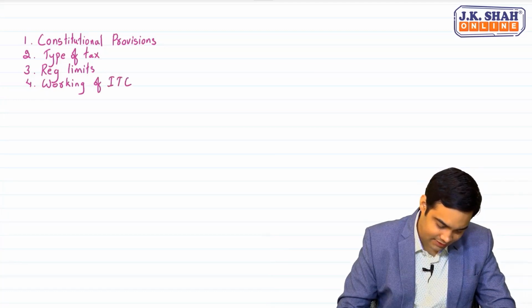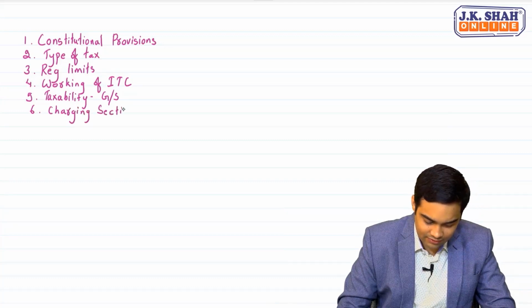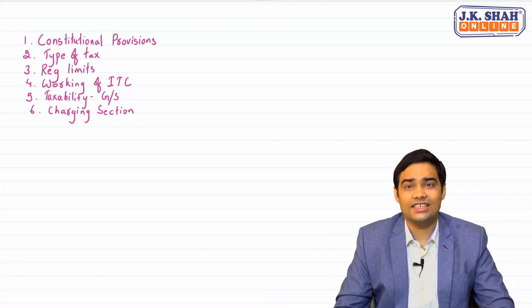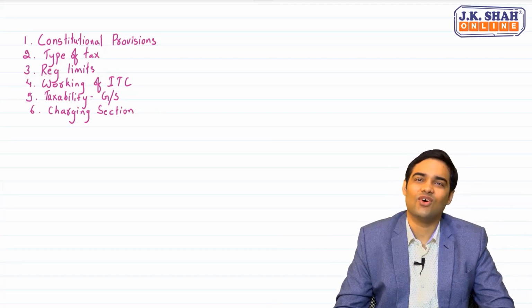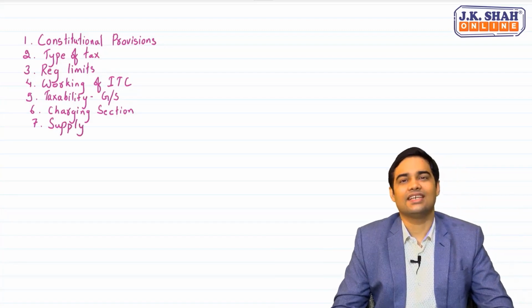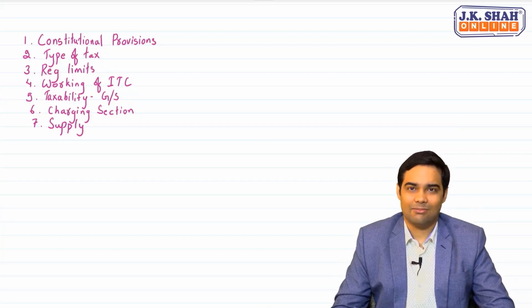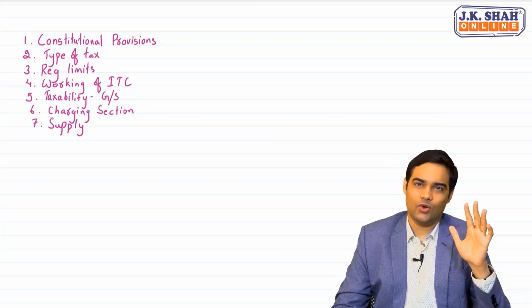How does input tax credit work? Then we will focus on taxability of various goods and services. Then we move on to charging section, which is the main provision of the law. That is section 9 of CGST Act 2017 and section 5 of IGST Act 2017. And finally, we will conclude with the scope of supply. In this, we will be covering section 7 of CGST Act and section 8, which deals with composite and mixed supply. This is the coverage which we would be focusing on.